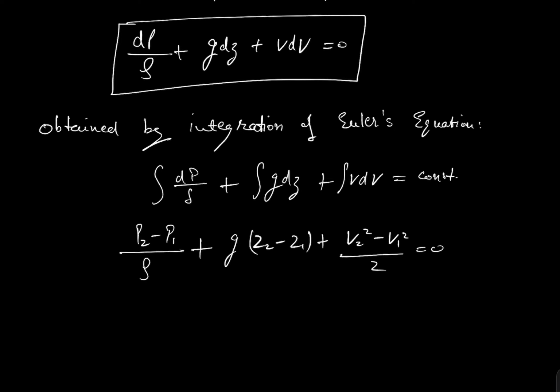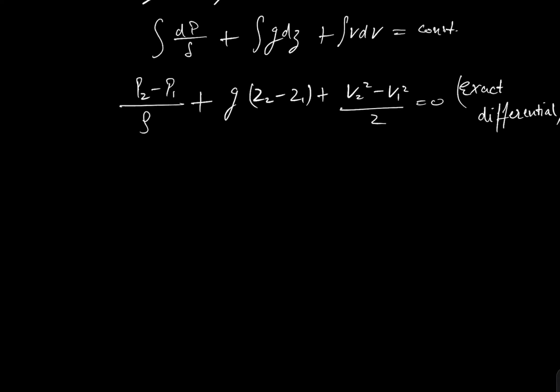What does it imply? It implies that my whole equation is an exact differential. I hope you have studied it in mathematics. So this is my exact differential, that is, dp I can write as p2 minus p1. It's not dependent on path. Let's see what this equation actually signifies. Let's say this is my pipe, and this is my flow direction.